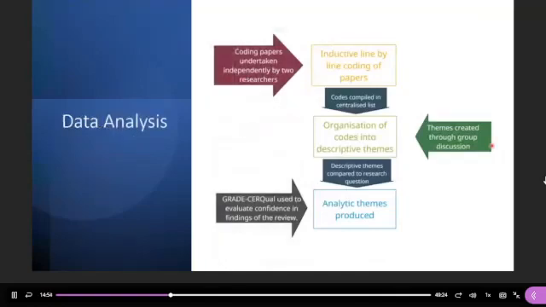Data analysis, we did inductive line-by-line coding of the papers. Coding of papers was undertaken independently by two researchers, with codes compared and then merged together. They were then compiled into a centralized list and organized into descriptive themes. Themes were created for group discussion using nominal group theory in order to achieve coherence. Descriptive themes were compared to the research question to produce analytic themes. GRADE-CERQual was then used to assess the confidence in the review's findings.